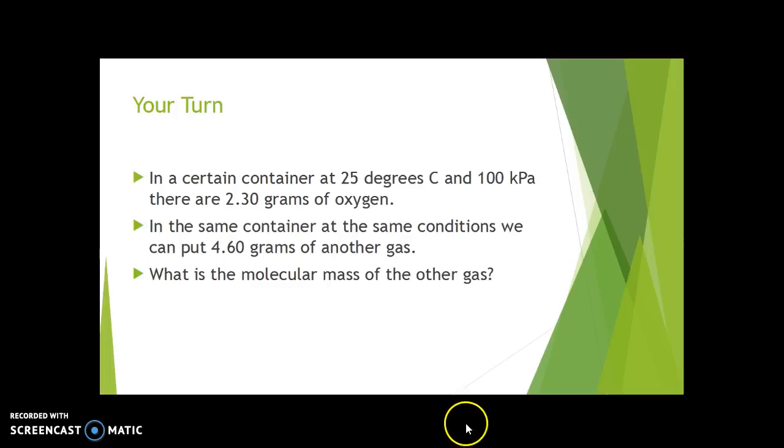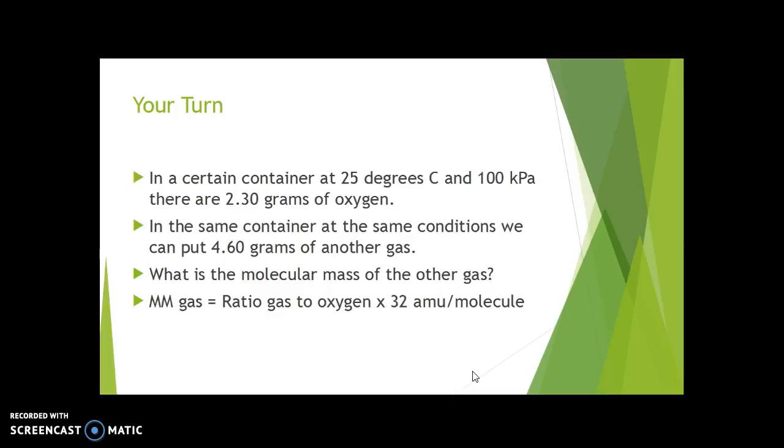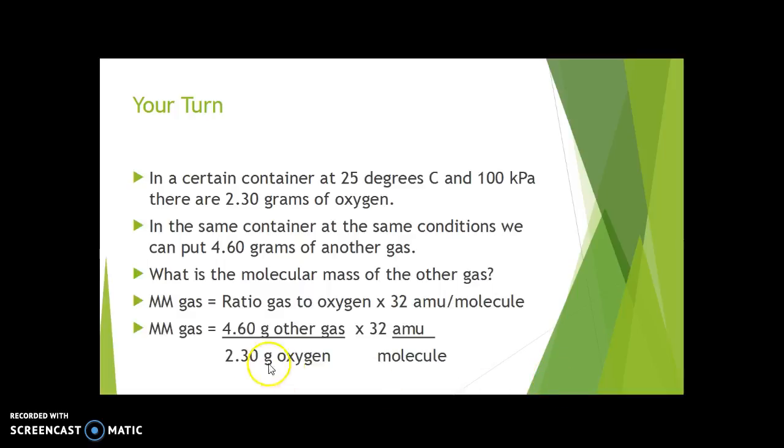Checking your work, we can see that the molar mass of the gas is equal to the ratio of the mass of the gas to the mass of the oxygen times our standard 32 AMUs per molecule. Well, that's 4.60 grams, that's the mass of the other gas, divided by 2.30 grams of oxygen. So there's your ratio right here. Multiply by 32 AMUs, which is the standard mass of the oxygen molecule, and we get 64 AMUs per molecule.